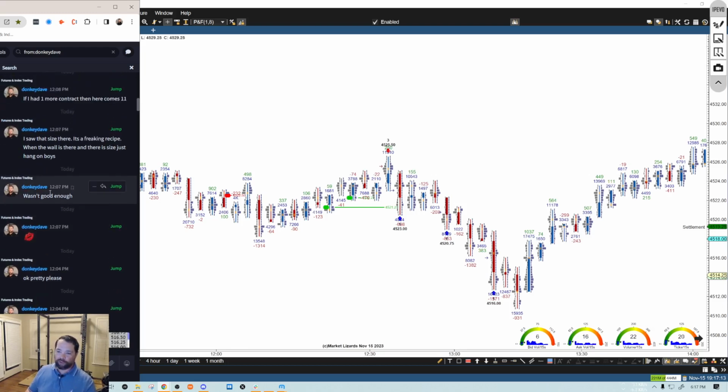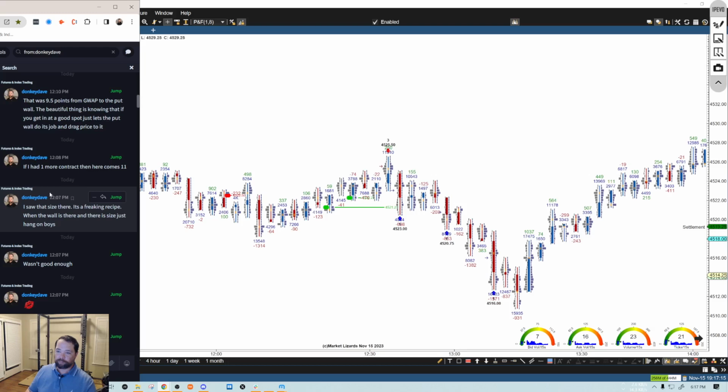And another conversation here. This is kind of explaining, I'm saying I saw the size there. It's a freaking recipe. That's after taking full profit on the trade. It's a recipe. When the wall is there and there's size, just hang on, boys. Just stay in the trade. Just wait for it to happen. Because we see this over and over and over again.